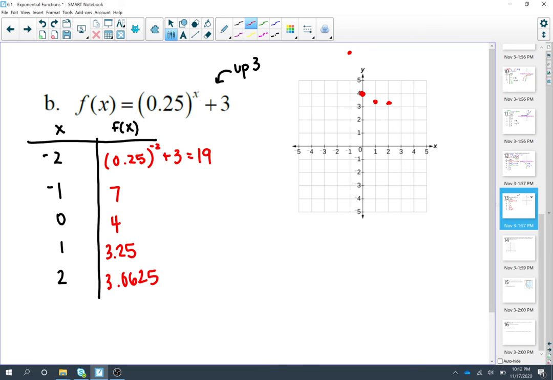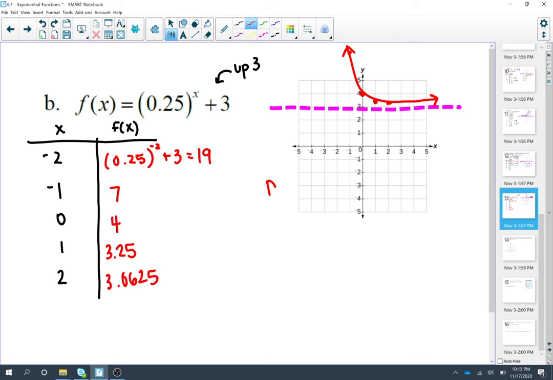And I could keep going here, but do you notice I kind of hit 4, then 3 something smaller? I bet if I went out, I'd get 3 something even smaller, which kind of fits my theory of move it up 3. So instead of my horizontal asymptote being at 0, I'm going to move it up 1, 2, 3. And then this graph is going to come down and approach 3. It's going to get really, really, really close to 3.